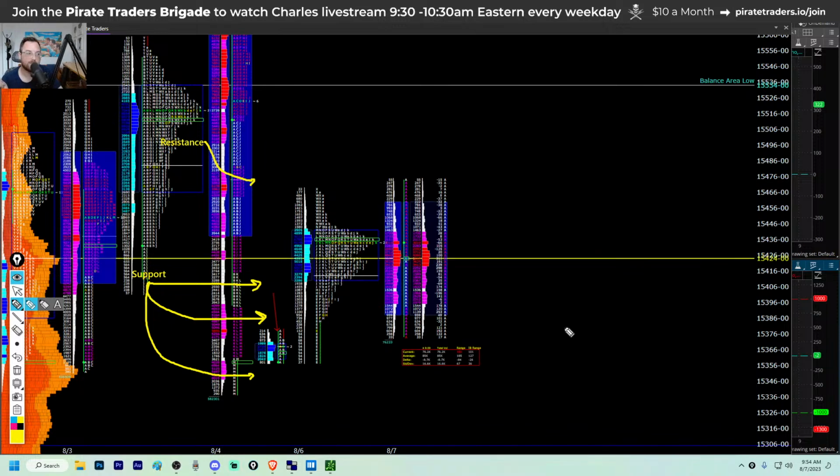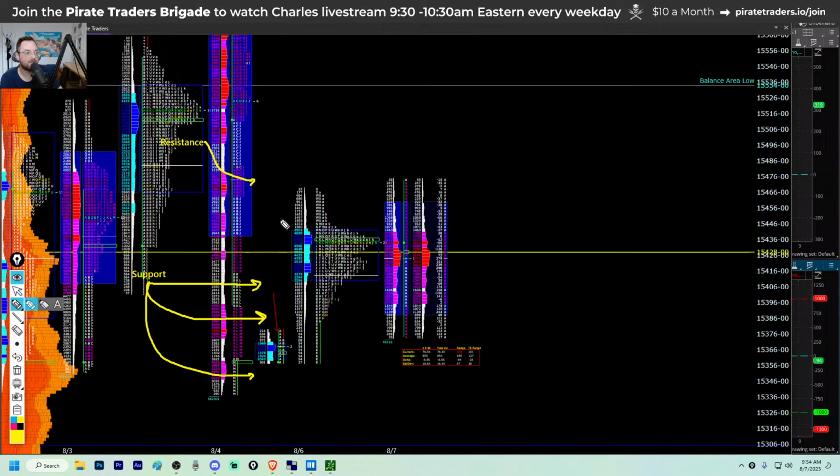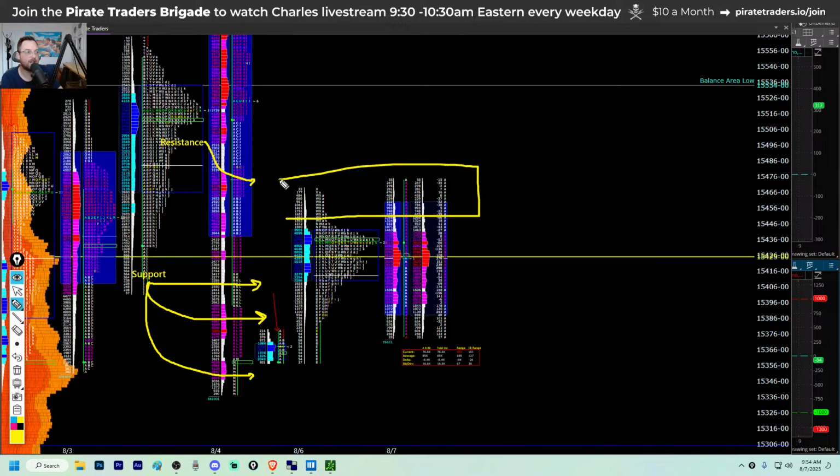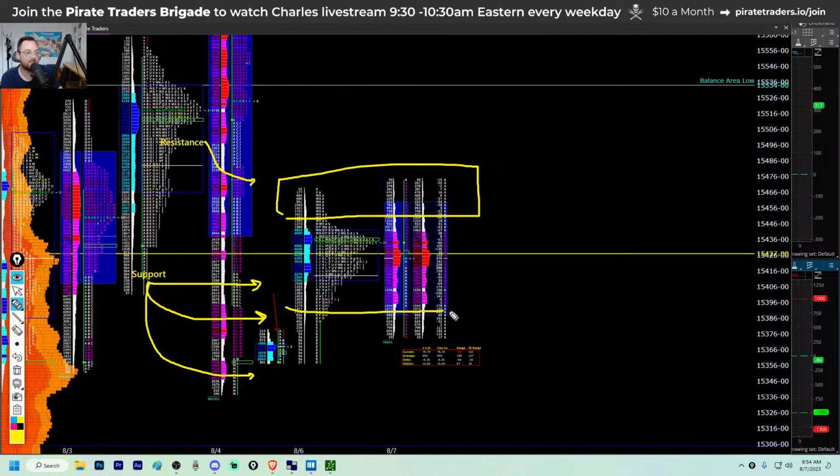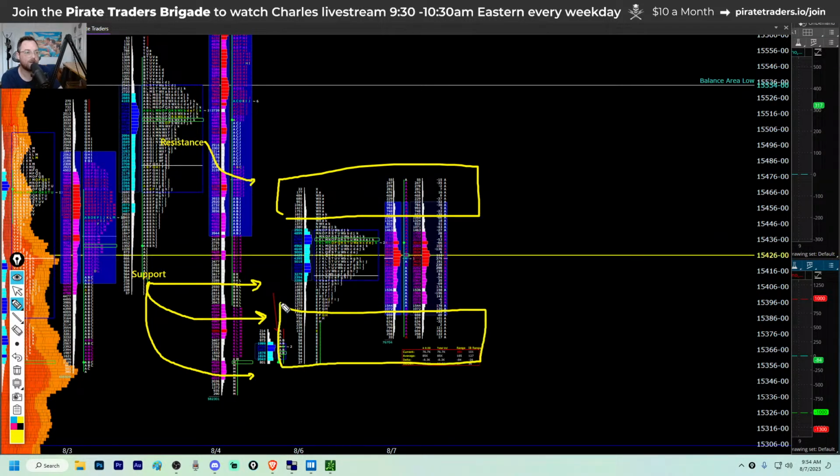Ben, balance, correct. But look at how it's balancing. Look at the levels. Where is it running out of steam to the upside? Exactly where it did in the overnight. Where is it running out of steam to the downside? Exactly where it did in the overnight. Where is it bringing all the volume? Exactly where it did in the overnight.